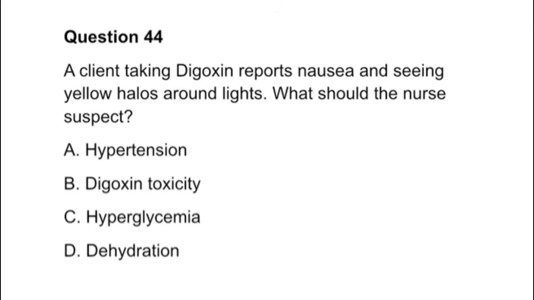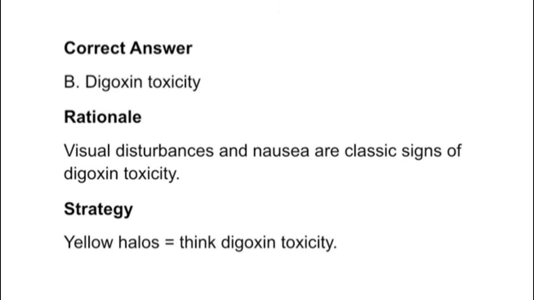Question 44. A client taking digoxin reports nausea and seeing yellow halos around lights. What should the nurse suspect? A. Hypertension. B. Digoxin toxicity. C. Hyperglycemia. D. Dehydration. Correct answer. B. Digoxin toxicity. Rationale. Visual disturbances and nausea are classic signs of digoxin toxicity. Strategy. Yellow halos equals think digoxin toxicity.